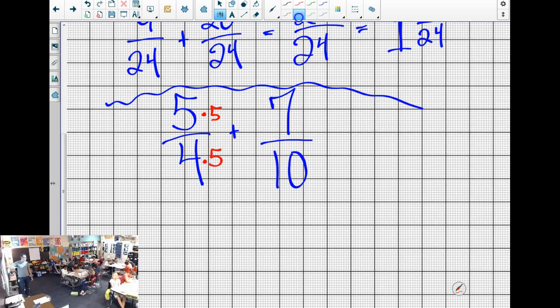Again, if you want to use the giant one, you can. Otherwise, just write those numbers in there to the left or to the right. And then 7/10, what do I got to multiply by here? Times 2, because the denominator needs a times 2.